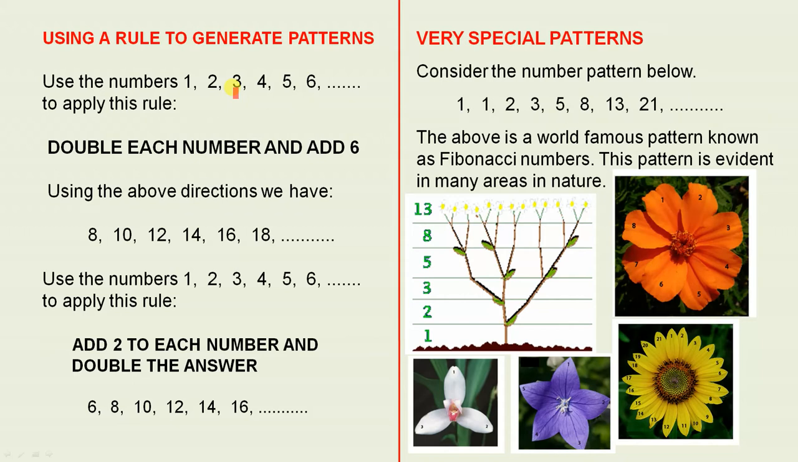Double 3 to give us 6. Add 6 to give us 12. And you just keep continuing with that rule to generate the pattern. The next one: use the numbers 1, 2, 3, 4, 5, 6, etc. to apply this rule: add 2 to each number and double the answer. So if you add 2 to 1, 1 plus 2 gives you 3. Double the answer to give you 6.